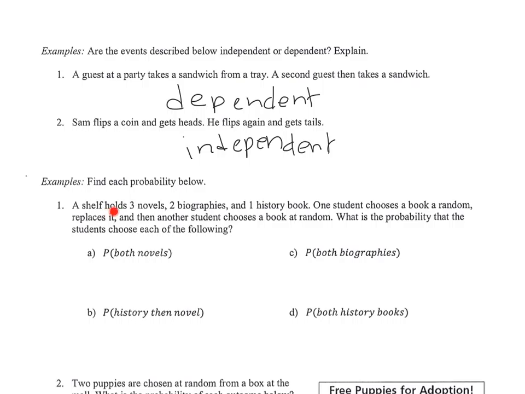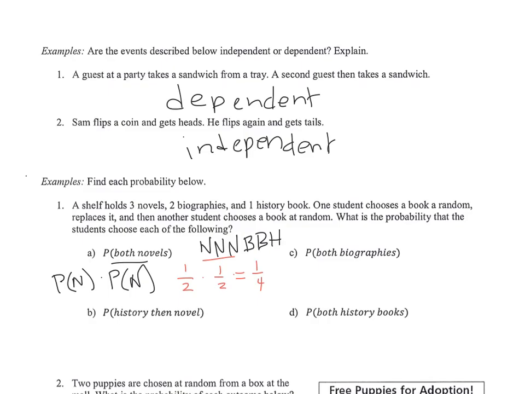Alright. A shelf holds 3 novels, 2 biographies, and 1 history book. One student chooses a book at random, replaces it, and then another student chooses a book. So you're putting the book back. I'm going to set up 3 novels: novel, novel, novel, biography, biography, history. What's the probability they're both novels? That's the probability that you get a novel and you get a novel again after you put it back. So it's 3/6 or 1/2 times 1/2, which is 1/4.